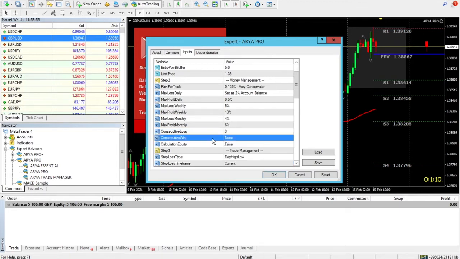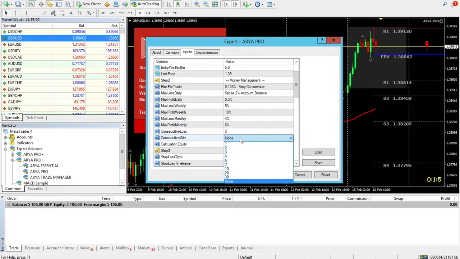Similarly, set the consecutive win parameter to define the number of consecutive wins you will allow ARYA Pro to make. Choose from 1 up to none, which is unlimited. If you choose 1, ARYA will stop trading the asset when 1 win has been realized. Similarly, if you choose 5, ARYA will stop trading and secure your capital after 5 consecutive wins.